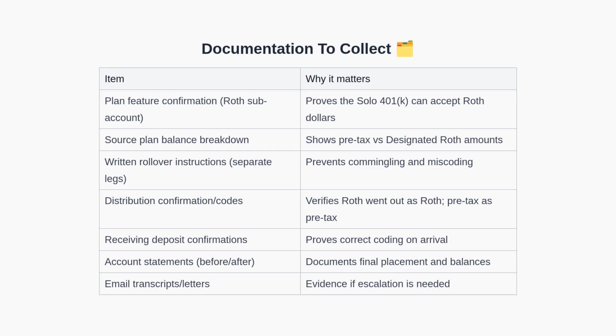Let's review the documentation to collect and why each item matters. The plan feature confirmation proves the receiving solo 401k can accept Roth dollars. The source plan breakdown shows the exact pre-tax and designated Roth amounts. Written instructions for separate transfers prevent commingling. Distribution confirmations and codes verify the correct outflow characterization. Receiving deposit confirmations prove proper arrival coding. Before and after statements validate balances. Email records provide evidence if escalation becomes necessary.